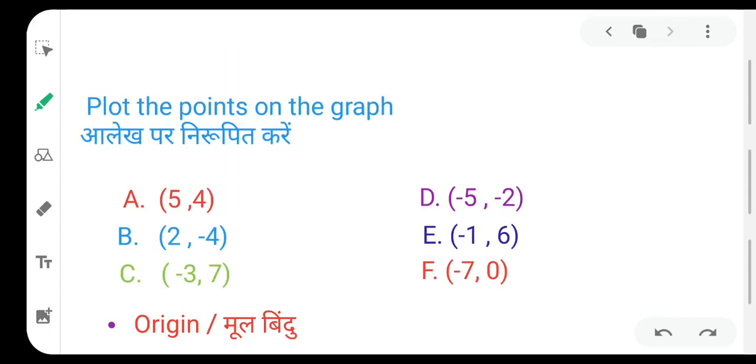For practice, certain points are provided to you here. You need to plot them on the graph paper. Also mention on which quadrant these points lie. Lastly, tell the coordinates of the origin, which is the point from where you always start your journey.